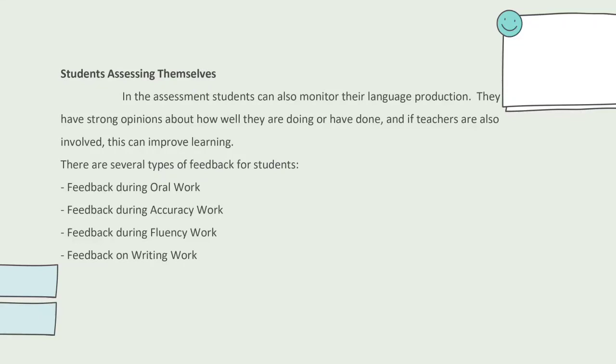There are several types of feedback for students. First is feedback during oral work. Feedback from assessment and correction is indeed very helpful in oral assignments, but teachers don't always have to provide feedback during oral assignments. Feedback can be given after lessons.